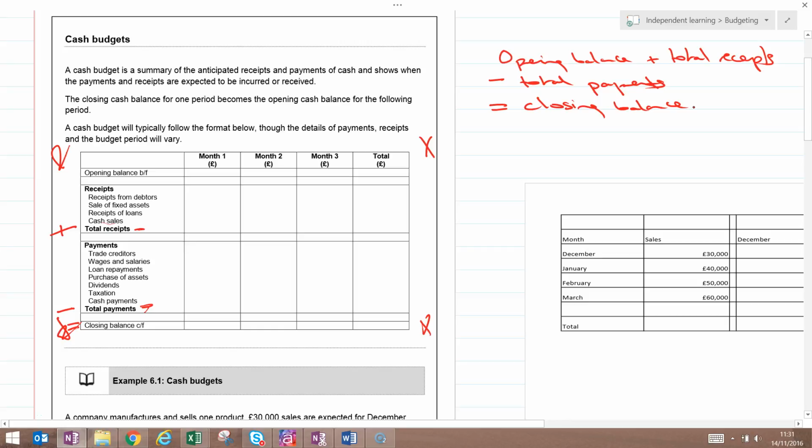Now your closing balance at the end of one month is also what you're going to be starting the next month with. So your closing balance at the end of month one, you will carry forward as your opening balance at the start of month two. And then you will continue and put in your receipts and payments again. So that's your basic layout. It will make more sense if we look at an actual example.